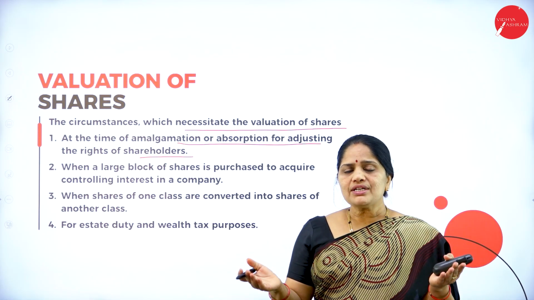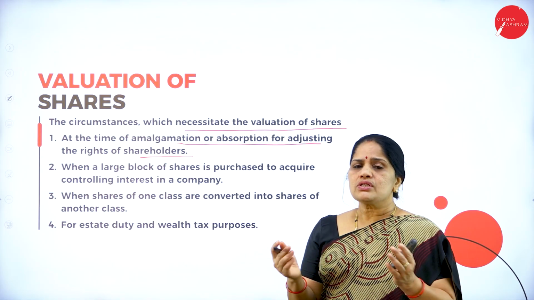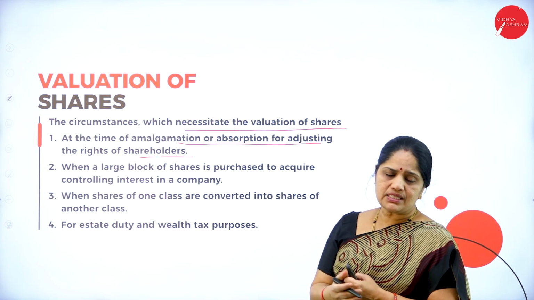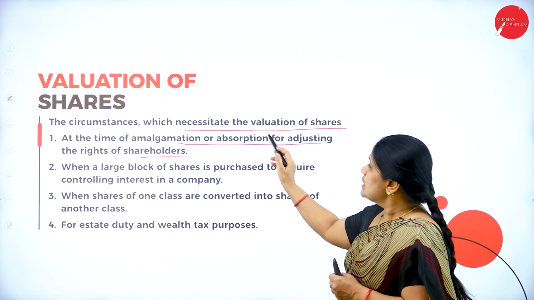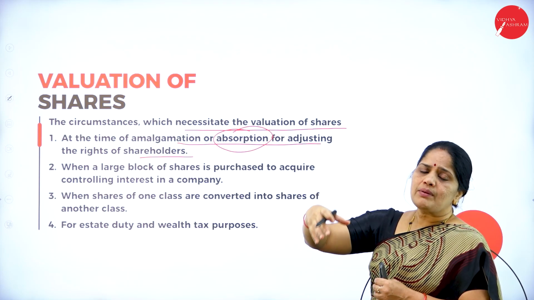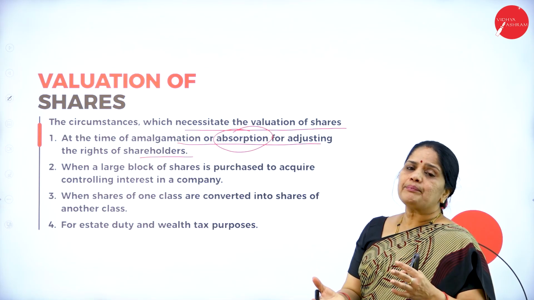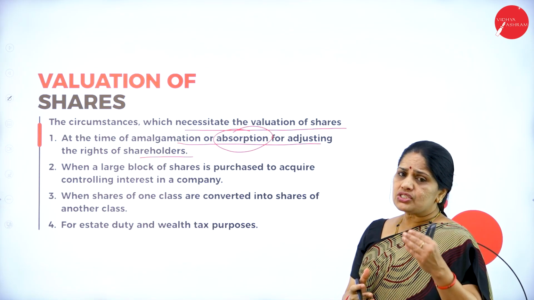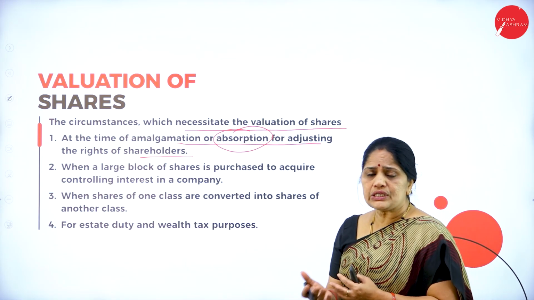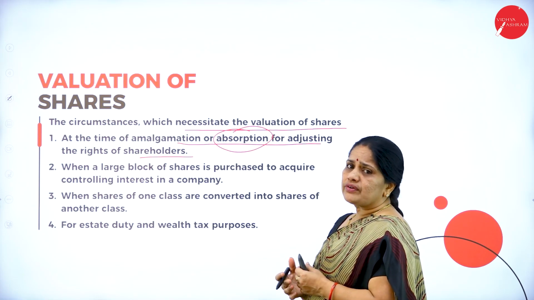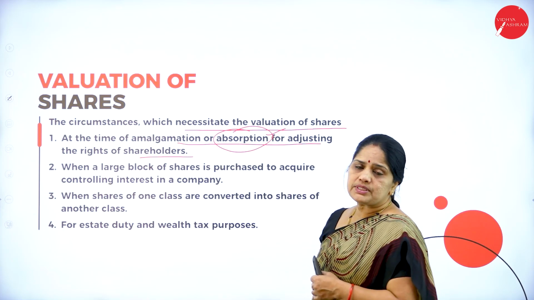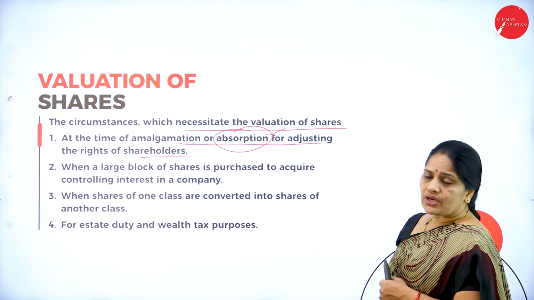Amalgamation means the coming together of two companies. So one and two companies which merge together and form one company. So that is called as amalgamation. Now what is absorption? In this absorption, one company is absorbing another company. So when two companies are in similar business, the stronger company will absorb the smaller company in order to avoid competition. So that is what we mean by absorption. So when there is amalgamation and absorption, there is a need for valuation of shares.